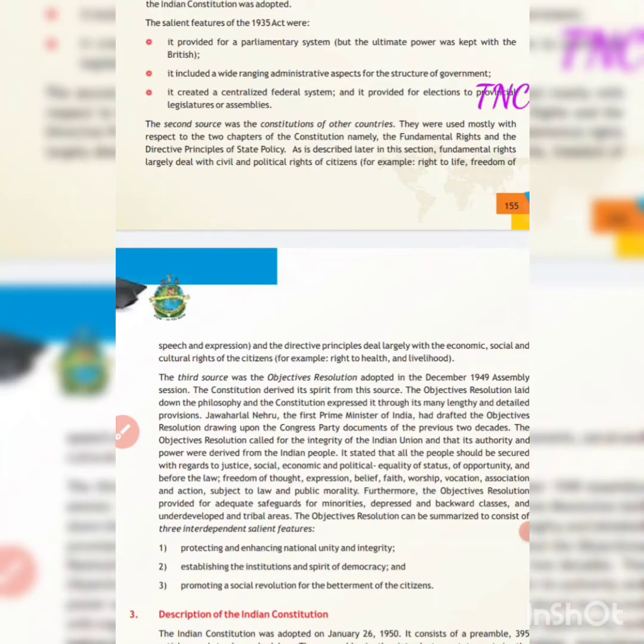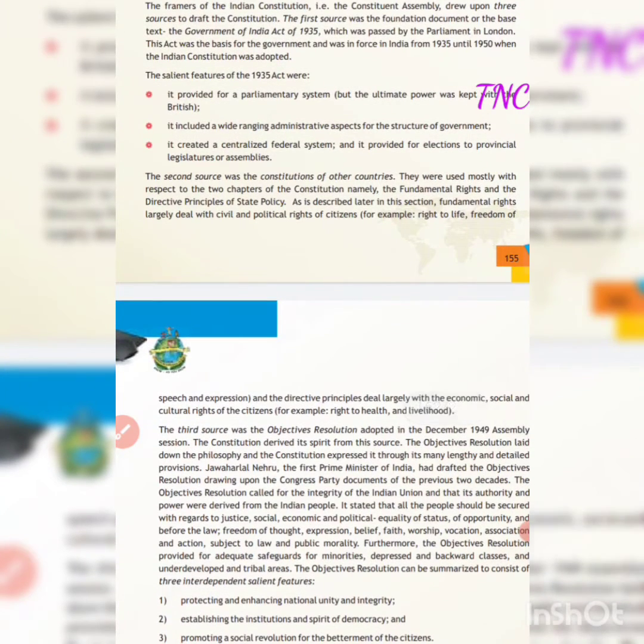The second source was constitutions of other countries. They were used mostly with respect to two chapters of the constitution, namely fundamental rights and DPSPs. So we borrowed various things: judicial review, parliamentary system, all these things we have borrowed from constitutions of different countries, and so that became the second main source of our constitution. Fundamental rights, fundamental duties, DPSPs, that is the main part that we have borrowed.